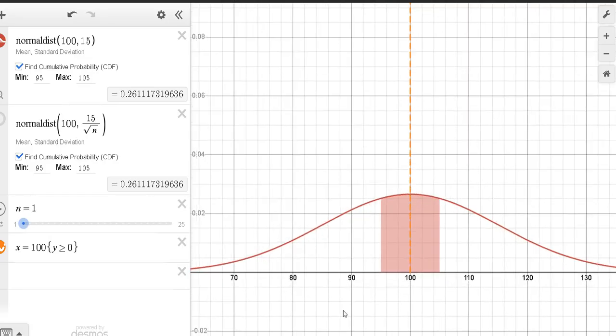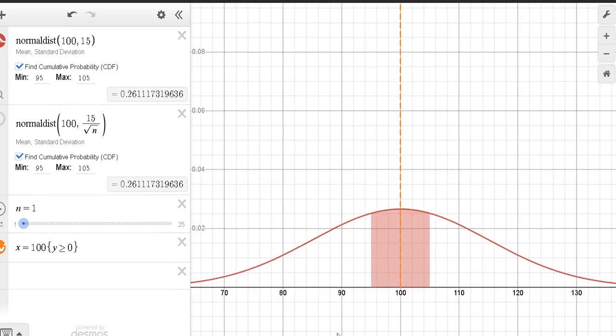And let's see about sampling from this distribution. Now this is just a normal distribution. I've drawn it with a mean of 100 and a standard deviation of 15. Notice that this center line goes right through 100. The peak of your normal distribution should be that mean, always. And it's a symmetric distribution.